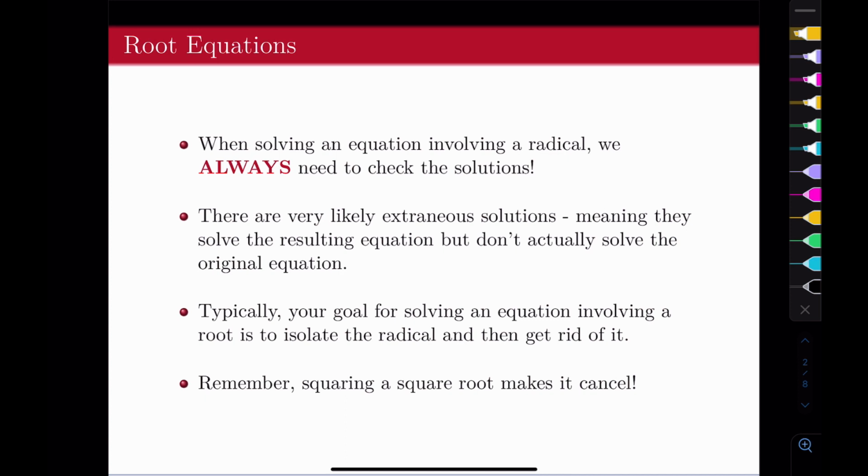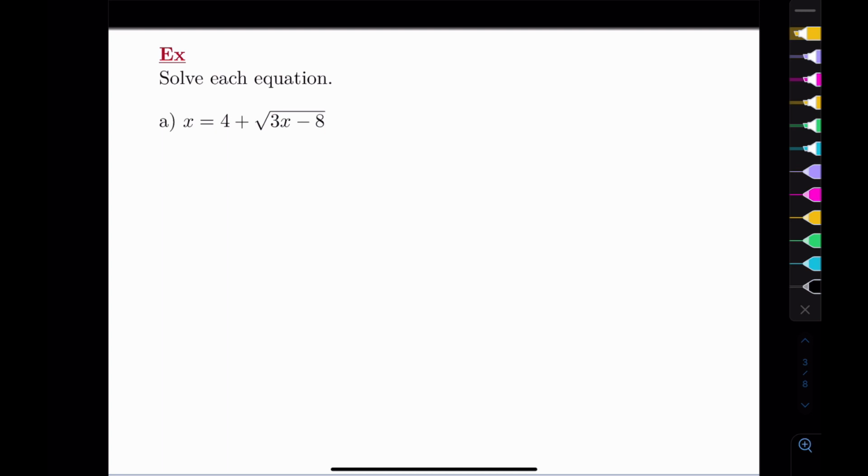So typically, if we see a radical within the equation, your whole goal is going to be to get rid of it. So isolate your radical, and then you want to get rid of it. Remember, squaring undoes a square root, cubing undoes a cube root, fourth power undoes a fourth root, and so on. So that's our whole goal. Get the radical by itself, square both sides. So we're just going to jump into it.